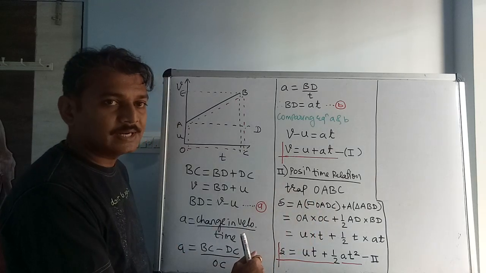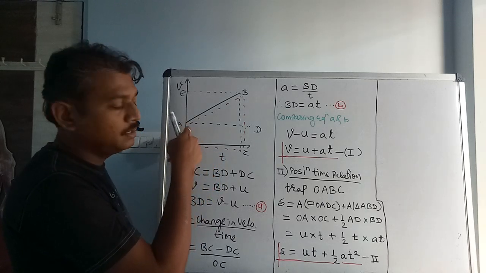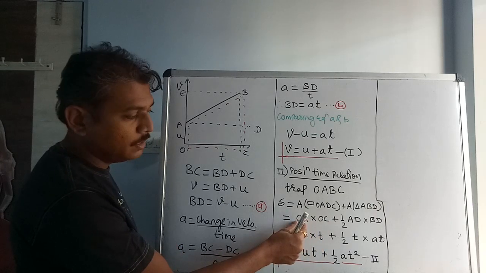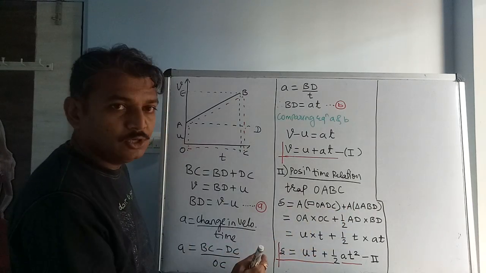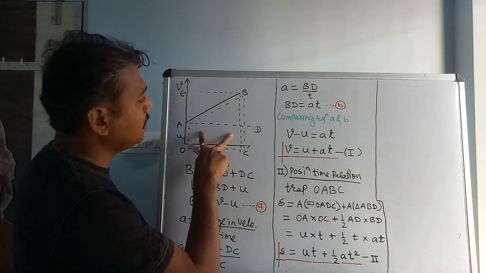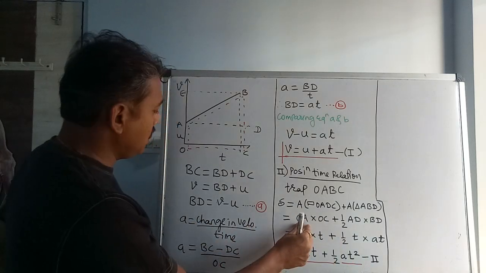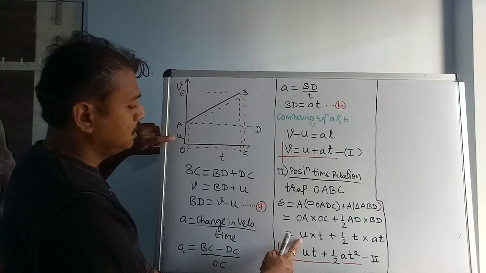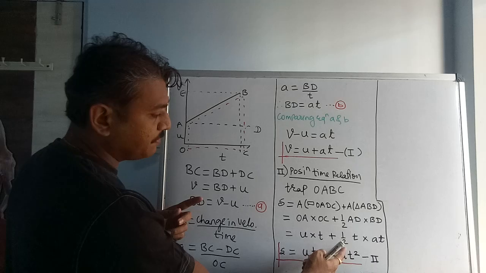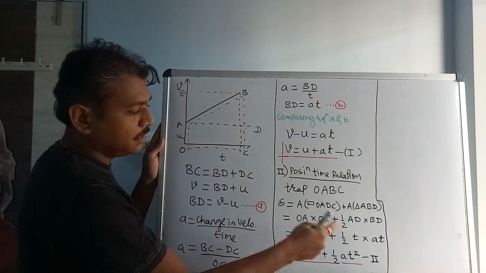This is rectangle. Rectangle is length into breadth. That means OC into OA. I have written here OC into OA plus half base into height. Area of triangle is half base into height. Half base is AD and height is BD. Putting the values in this, OA is U, I have put here. OC is T, time, plus half AD, which is parallel to OC, that means T.